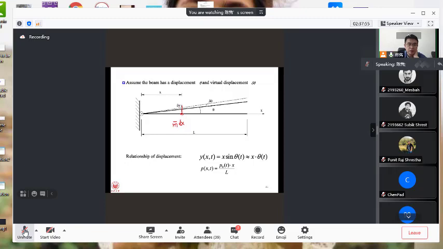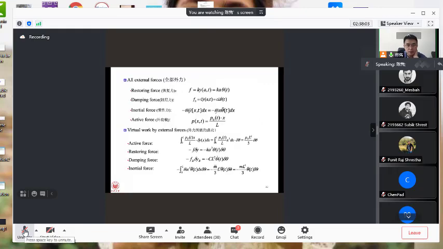And then the acceleration of this part should be x times theta double dot. This one is the mass, and this one is the vertical acceleration. Because it's opposite to the positive direction, we have a minus here, and of course you can also put the minus there. Later we will consider the force. Then you have all this minus here, and then the external force.